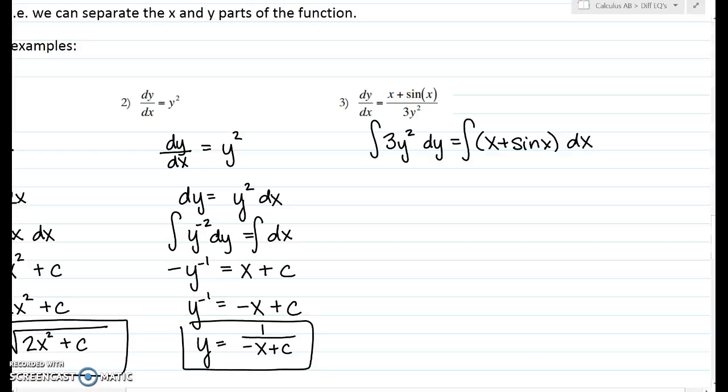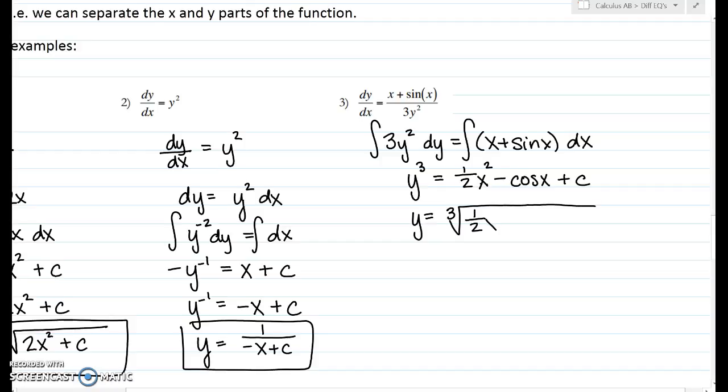The antiderivative of 3y squared is y cubed. The antiderivative of x plus sine x is 1/2 x squared minus cosine x plus c. Okay? To get y by itself, because if we can, we should, we need to take the cube root of both sides. So y is the cube root of 1/2 x squared minus cosine x plus c.